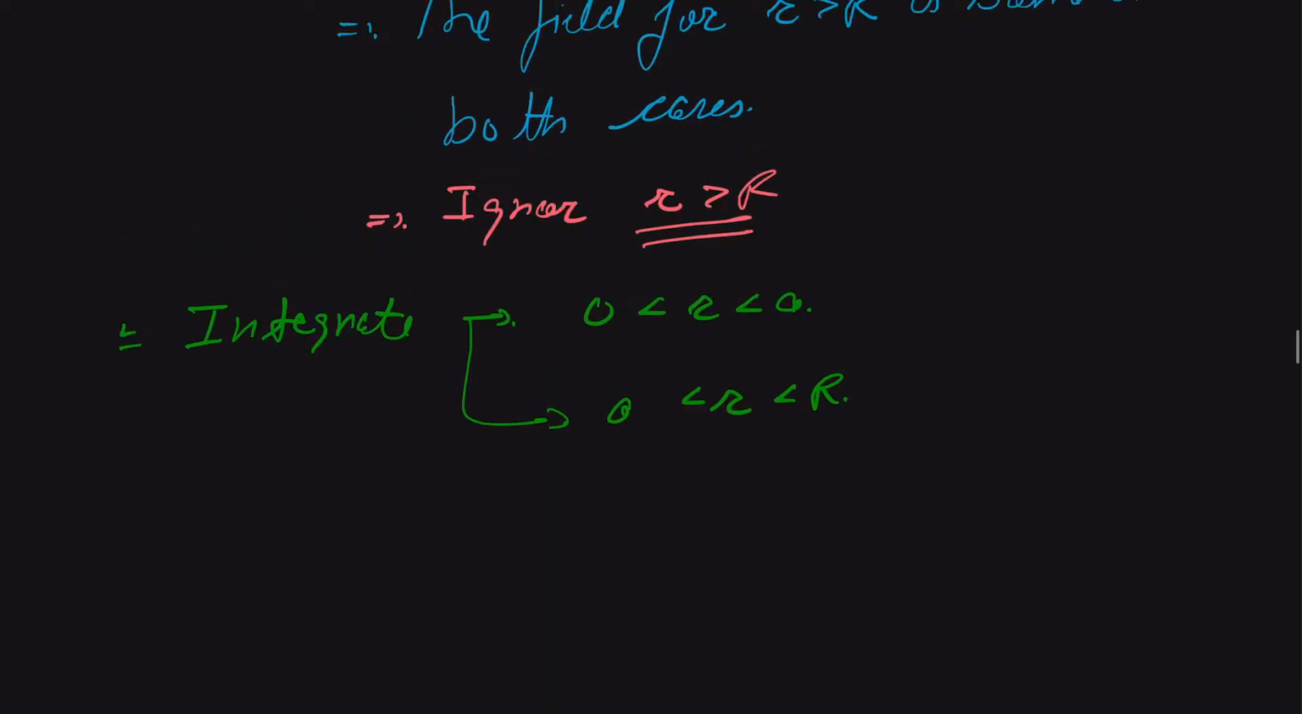In the first case, we know the field is inside the solid cylinder, and in this case there is a difference in the fields.